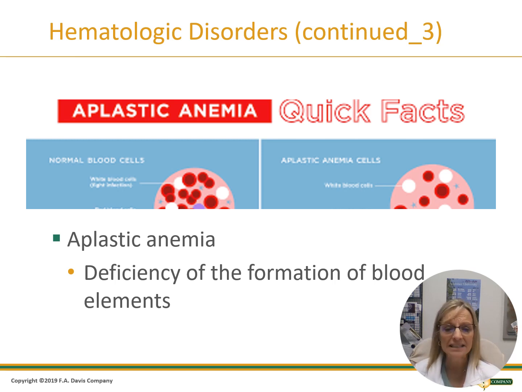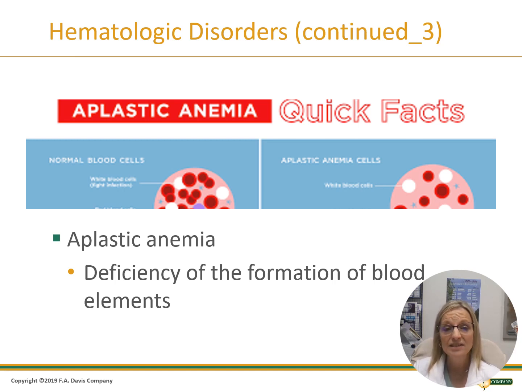Aplastic anemia. There on that left side, you can see the normal blood cells, and on the right side, you can see aplastic anemia cells. But basically, the pathophys is a deficiency of the formation of blood elements. Pancytopenia is decreased leukocytes, platelets, and erythrocytes. You're going to have damage to these blood cell types. Assessing, you're going to be checking for fatigue, history of illness or injuries that are not healing.